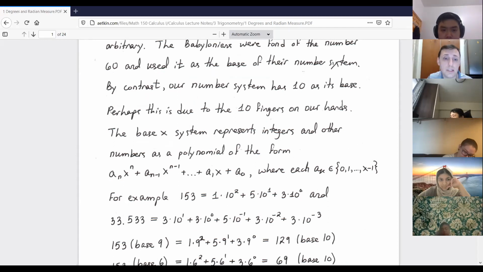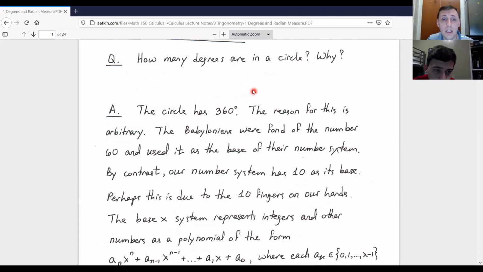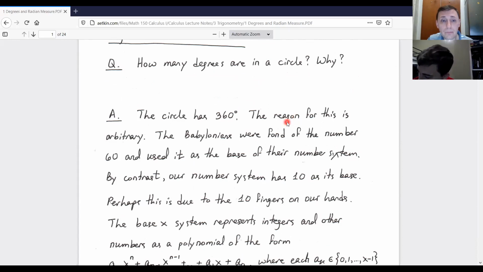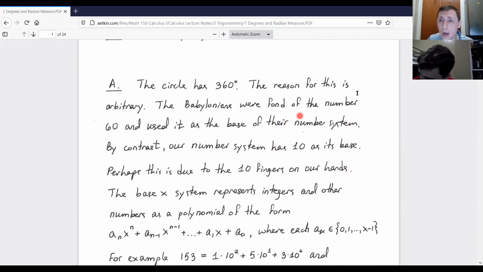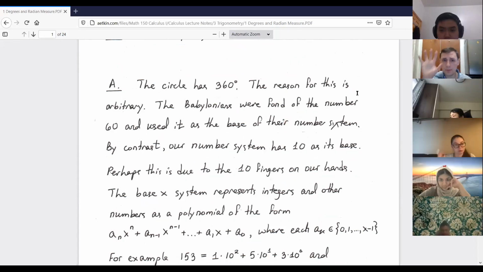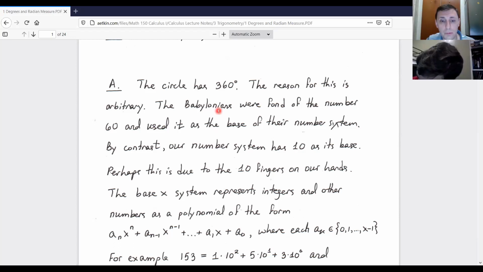But they had a base 60 system, and our base seems more natural to us because we have 10 fingers. So our system is base 10. Now, what is base 10? What is base 60, guys? It's nothing other than this idea that you can encode it as a polynomial. There's much to do with polynomials.